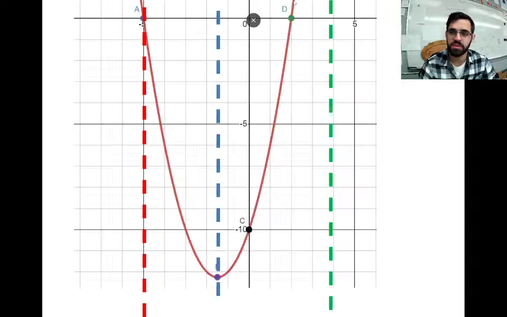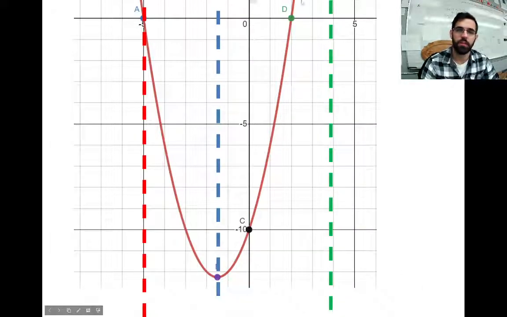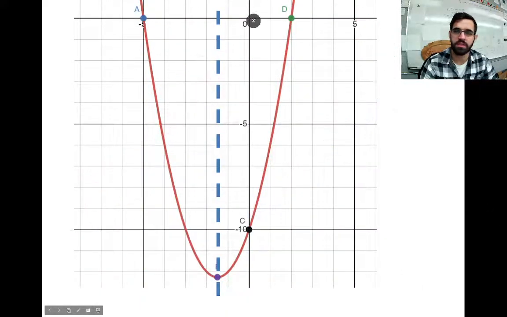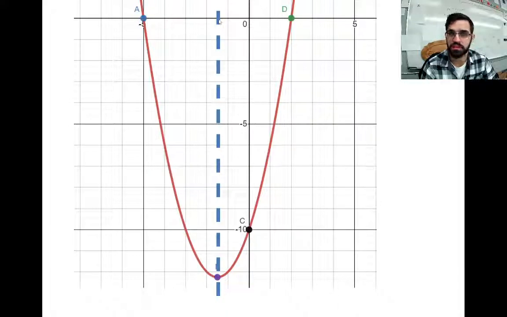Okay, line of symmetry, or axis of symmetry. The blue line is the axis of symmetry. It is the line that cuts the parabola in half, almost like a mirror. The left half and the right half are mirror reflections of each other. The axis of symmetry also cuts right through the vertex. The axis of symmetry is also equidistant from each of the roots, as in the distance from the axis of symmetry to each root is the same width.